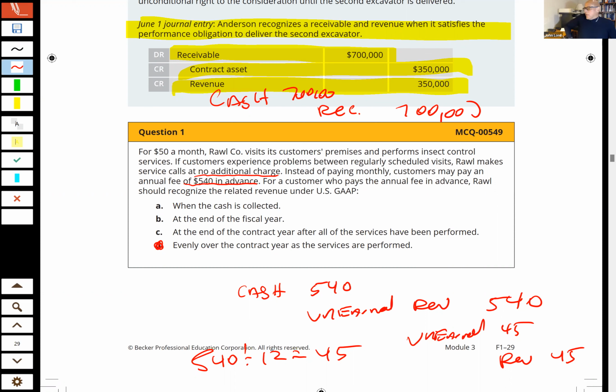By the way, I noticed that these questions keep saying under US GAAP. Let me reconfirm with you that IFRS, International Accounting Standards, are not tested on the CPA exam. Everything on the CPA exam is US GAAP. So anything they'd be asking you is US GAAP.